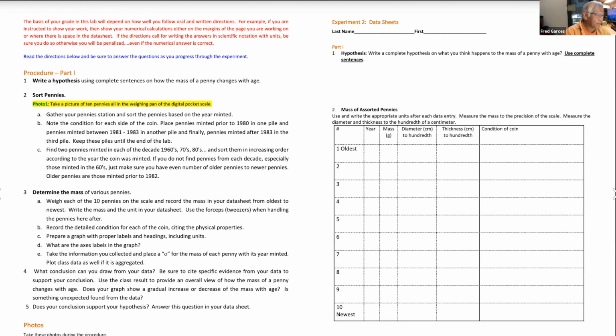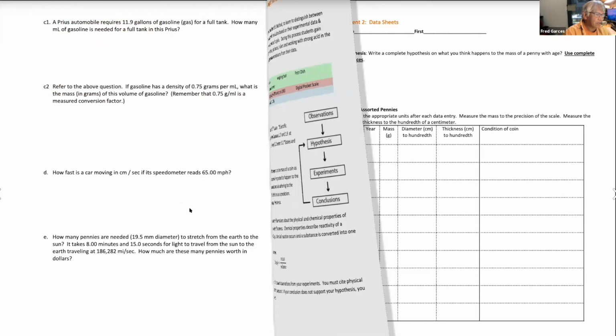Take a photo of 10 pennies in the weighing pan or the weighing boat on the digital scale, and then take a photo of the pennies submerged in the graduated cylinder. So when you're doing these experiments, you need to take a picture with your camera phone and then upload it. Let me show you where that is found in Canvas so that you can see.